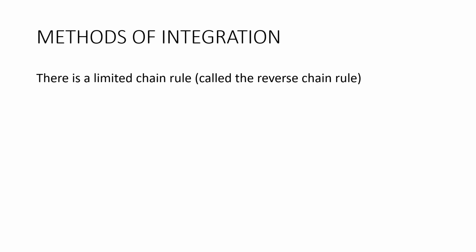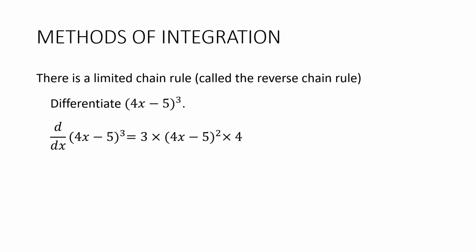Good news, there is a limited chain rule, which is called the reverse chain rule. So let's differentiate (4x minus 5) all cubed. Remember, the 3 is going to come down, (4x minus 5) squared, and then we're going to multiply by the derivative of the inside function, which is 4. Tidying that up, we end up with 12 multiplied by (4x minus 5) all squared. So if we integrated this, we would end up back here.